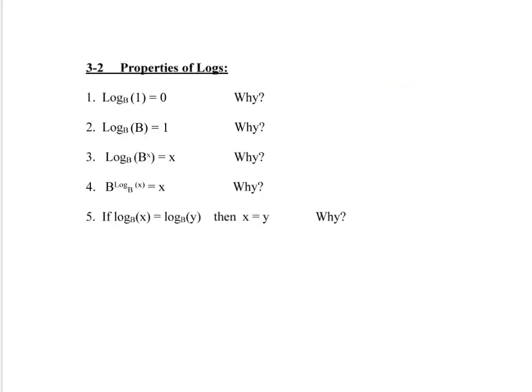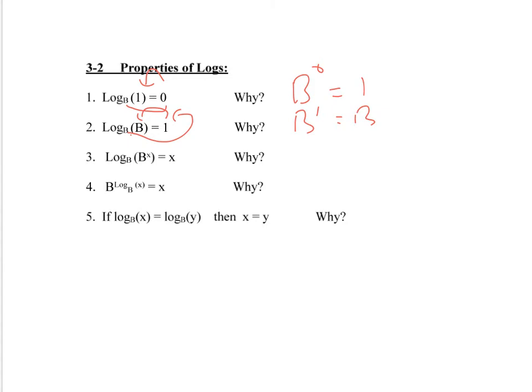Okay, a couple properties of logs that are important to you. These are our basic properties. Number 1, log base b of 1 is always 0, and that is because b to the 0 power is 1. Don't forget, when you take a log, this means b to the 0 power is 1. Log base b of b is always 1, and that's because b to the first is b.